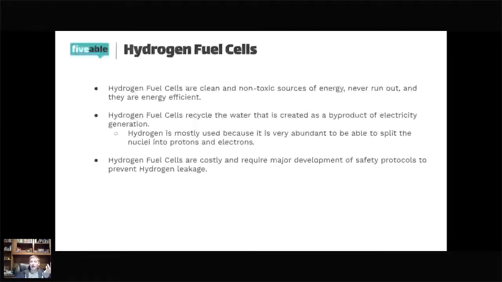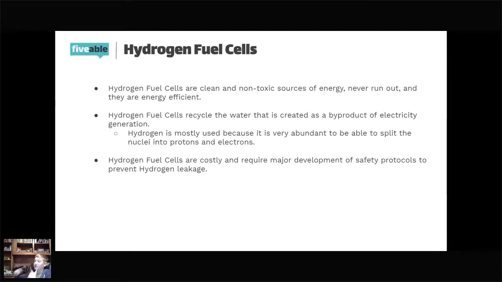So in the chemical reaction of electrolysis, hydrogen atoms and water atoms are there. And so in electrolysis, the water breaks into the hydrogens and oxygens. The only emission from hydrogen fuel cells is the emission of oxygen, what we can breathe. So that's actually helping our environment.